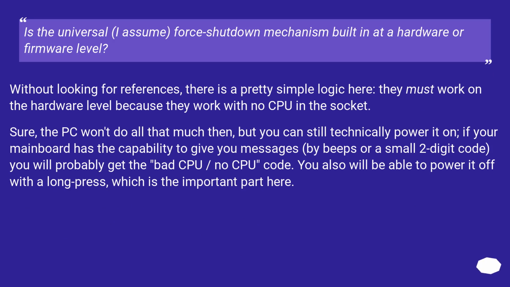Is the universal, I assume, force shutdown mechanism built in at a hardware or firmware level? Without looking for references, there is a pretty simple logic here. They must work on the hardware level because they work with no CPU in the socket. Sure, the PC won't do all that much then, but you can still technically power it on, if your mainboard has the capability to give you messages, by beeps or a small 2-digit code. You will probably get the bad CPU, no CPU code. You also will be able to power it off with a long press, which is the important part here.